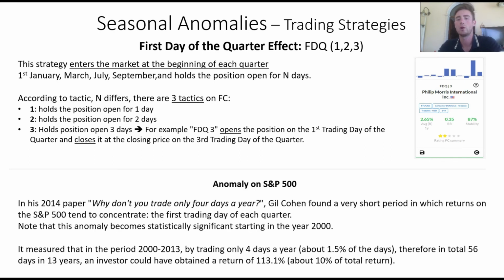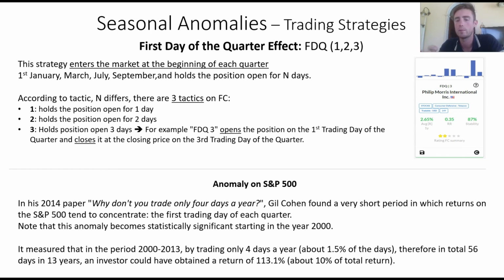An anomaly on the S&P 500. In his 2014 paper, Why Don't You Trade Only 4 Days a Year?, Jeff Cohen found a very short period in which returns on the S&P 500 tend to concentrate: the first trading day of each quarter. Note that this anomaly becomes statistically significant starting in the year 2000.